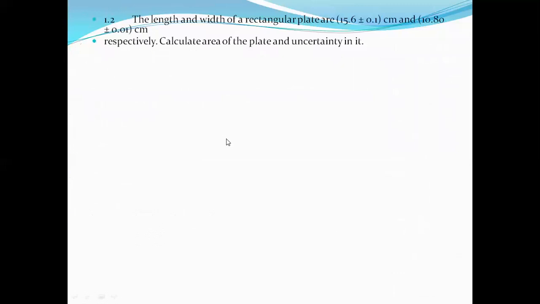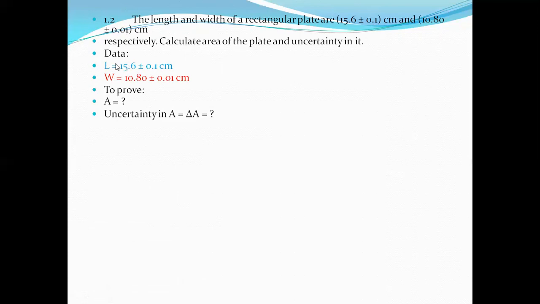Numerical number 1.2. The length and width of a rectangular plate are 15.6 plus minus 0.1 centimeter and 10.08 plus minus 0.01 centimeter. That means 0.1 is the uncertainty for the length and 0.01 centimeter is the uncertainty for the width, respectively. Calculate the area of the plate and its uncertainty.